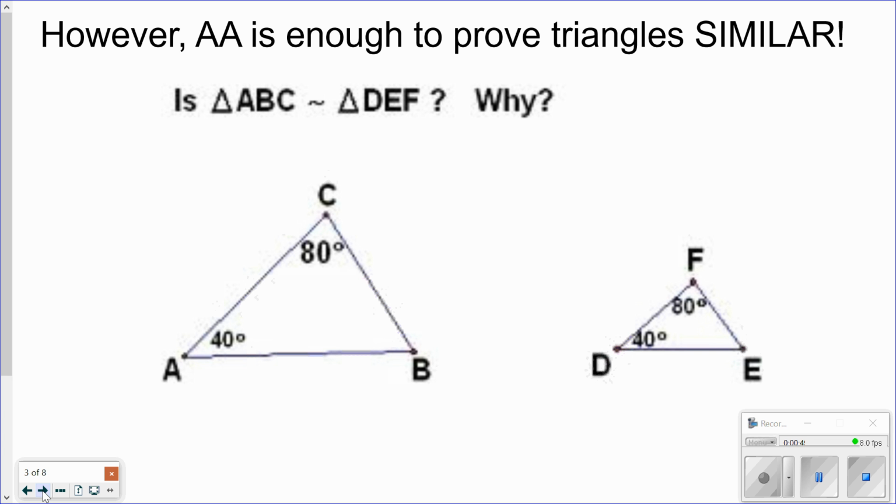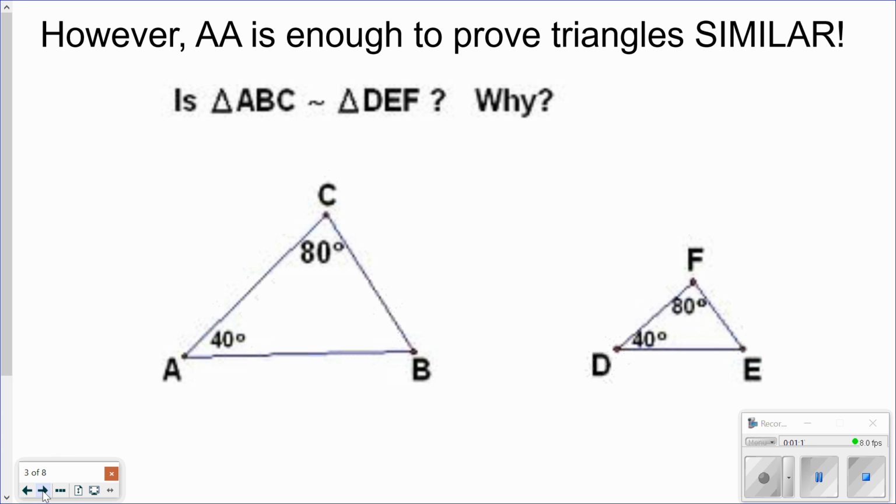So like I just said, angle is enough to prove that triangles are similar. So in this example, is triangle ABC similar to triangle DEF? Why? Well, if we remember what similar triangles are, similar triangles means all the angles are congruent, and if all the angles are congruent, the side lengths that are corresponding to each other will have the same scale factor.